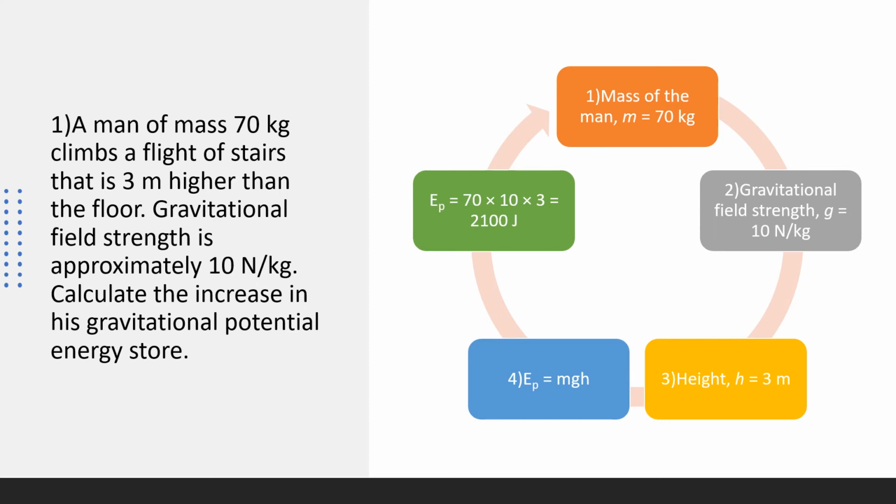So now we get our formula, and the formula is EP equals mgh. If we plug our values into the formula, we get EP, or gravitational potential energy, is equal to 70 times 10 times 3. And if you do that on a calculator or in your head, you get 2,100 joules, and that would be our final answer.